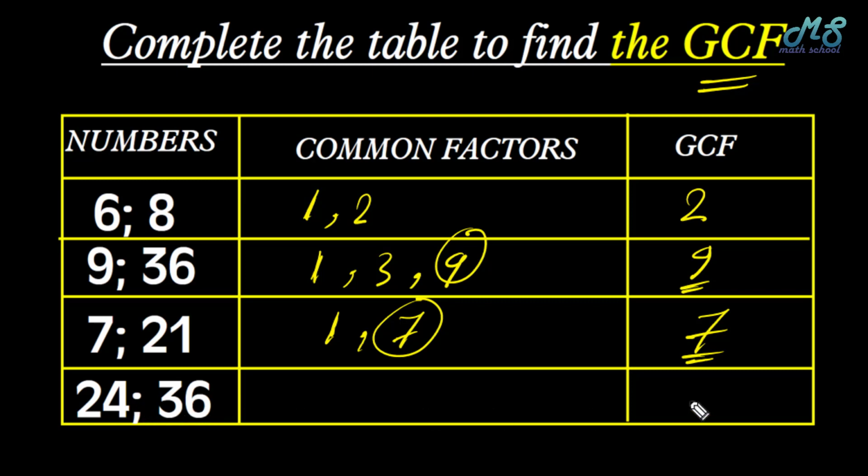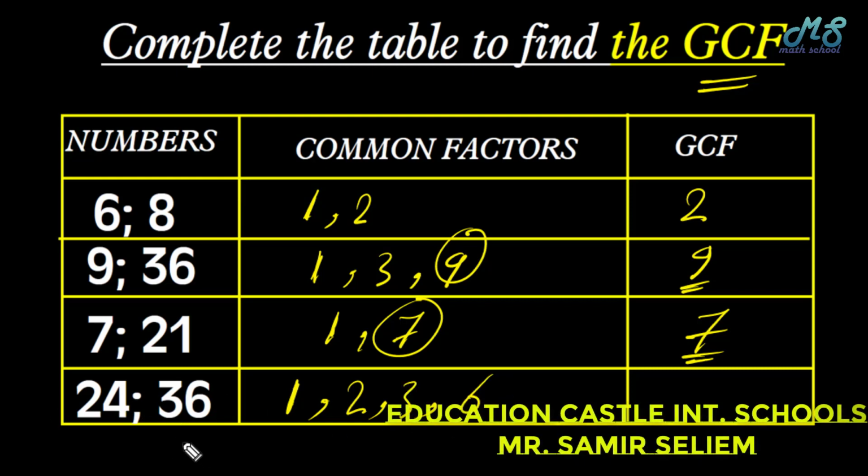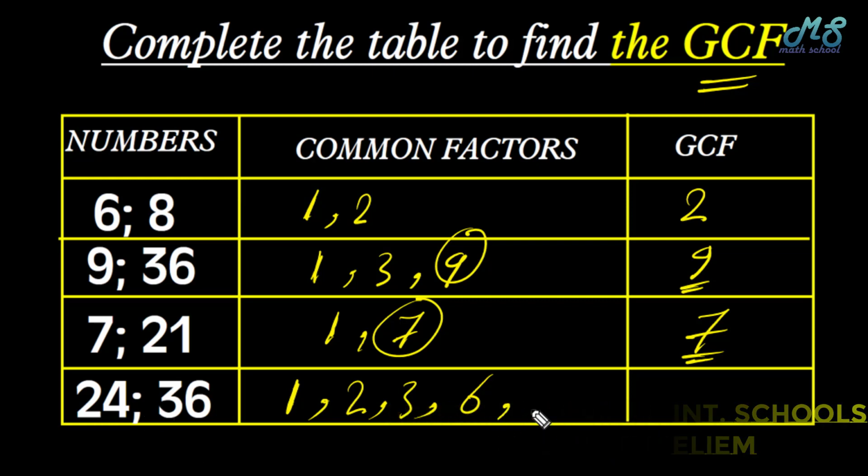24 and 36. You can write the common factors directly. 24 and 36. The common factors are 1. The two numbers are divisible by 2. They are even numbers. The two numbers are divisible by 3. We studied before. The two numbers are divisible by 6. The two numbers are divisible by 12.